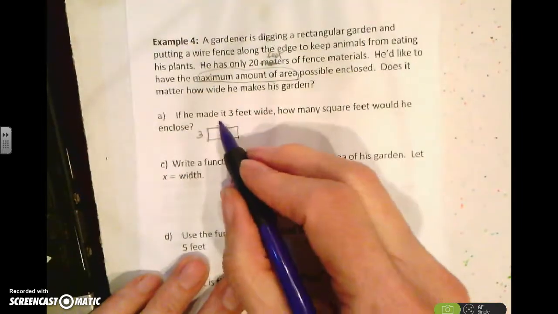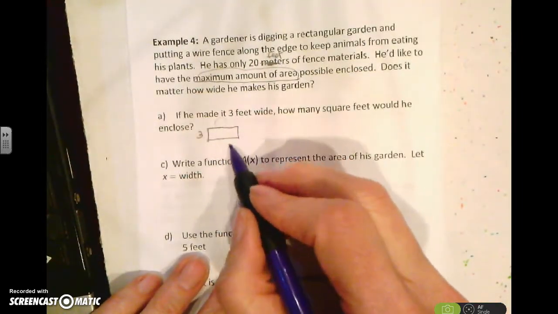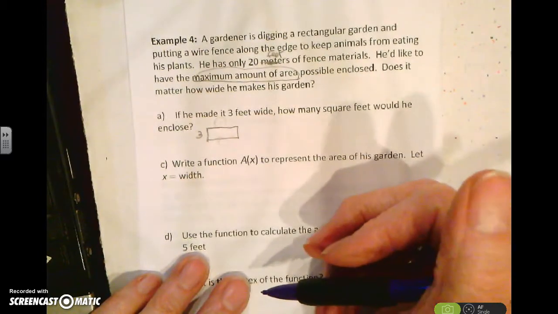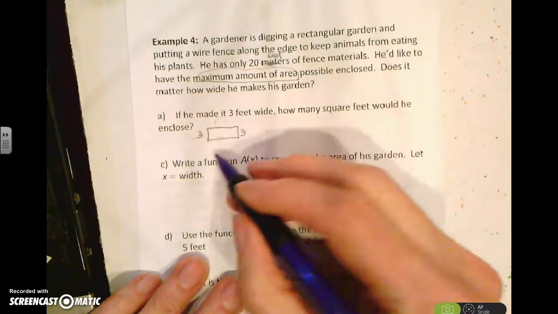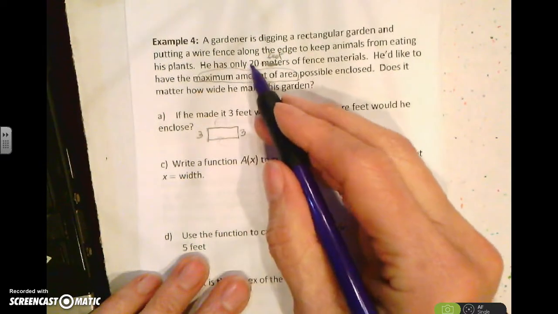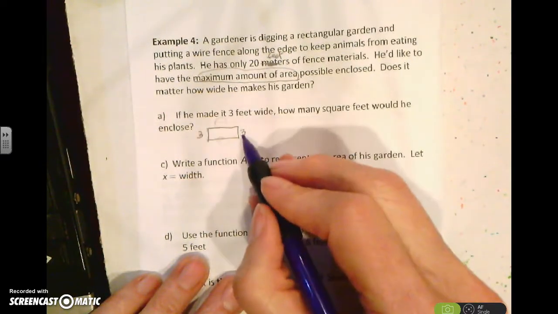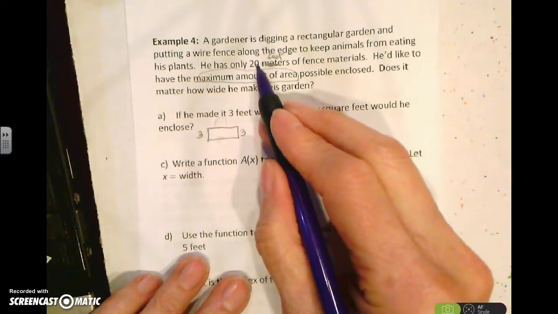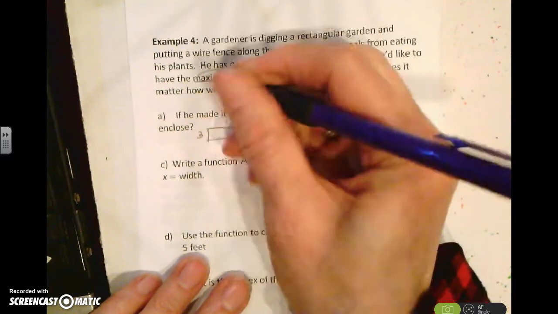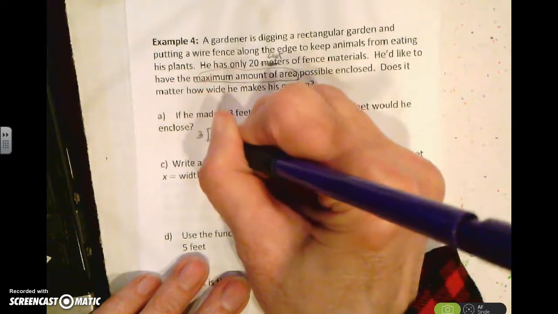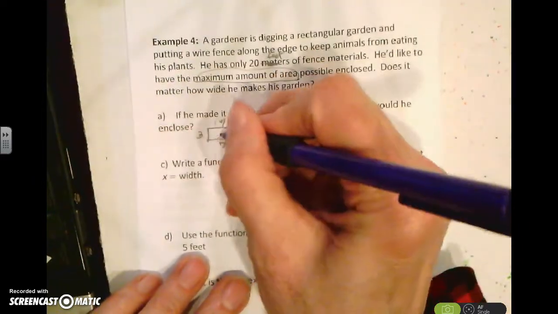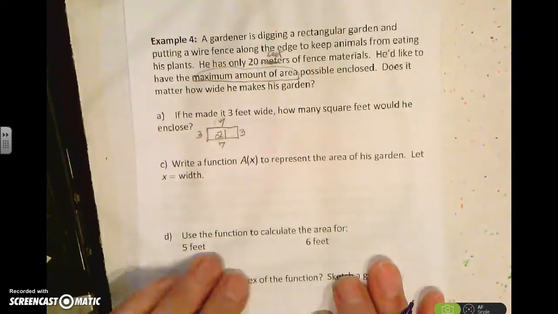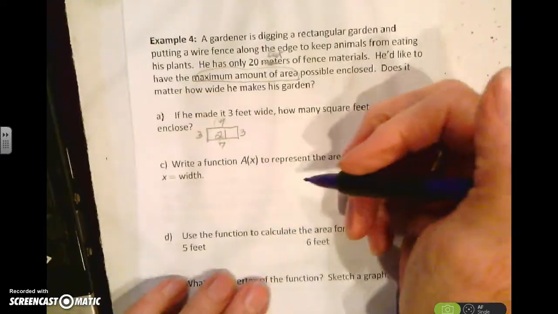So the question is, how much does he have here and here? So how many square feet would he enclose? Well, this is 3, this is 3. I know that I have a total of 20. So if I've used up 6, that leaves me with 14. So if I split that in half, this is going to be 7 and 7. So area is length times width. So I'm coming up with 21 square feet in that.